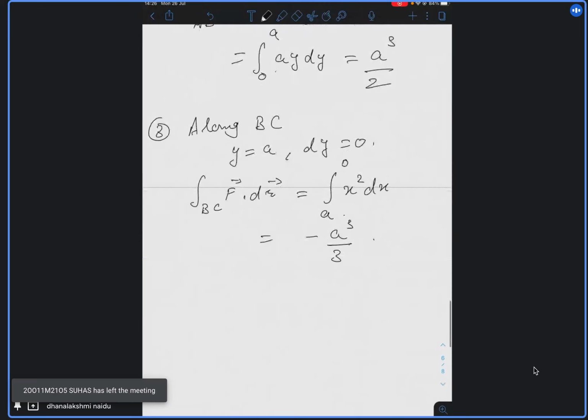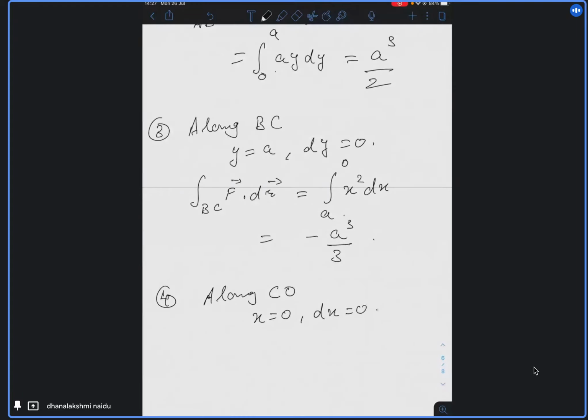Now calculate along CO. So along CO, what is not changing? X is 0. So dx will be equal to 0. Anyhow, in both the terms of f bar dot dr bar, the x value is there, so it will be 0 only. F bar dot dr bar will be the integral with limits of y, which is going from a to 0. So 0 dy only you are going to get, which is 0.